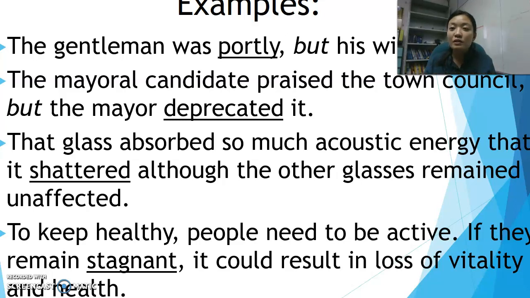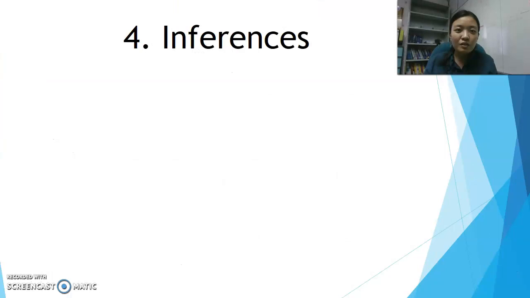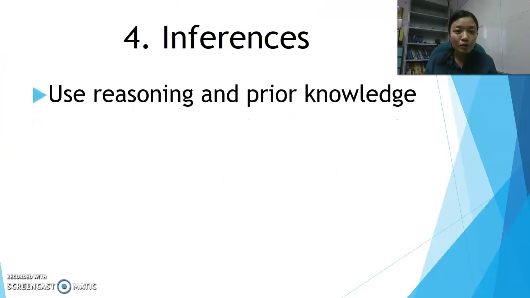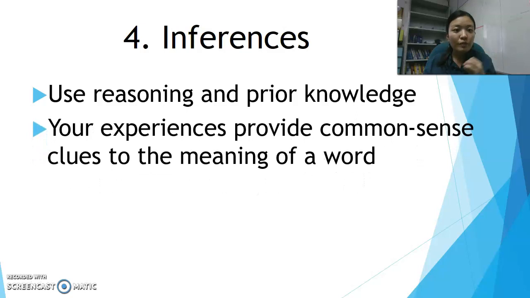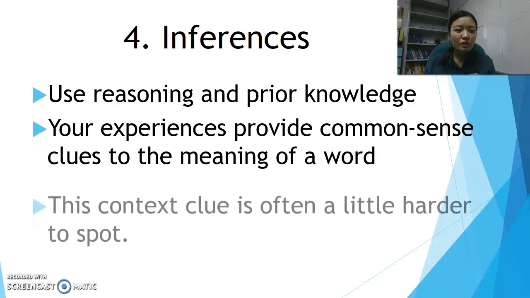So the meaning of stagnant would be not doing anything, just remain the same. Alright, because of the word if, if tells you it's the opposite meaning. Okay, I hope that you can get it so far. Final one. You can also use inferences to help you. Inferences basically means the use of reasoning or prior knowledge to help you guess the meaning of something. And your experiences provide some kind of common sense clues to the meaning of the word.